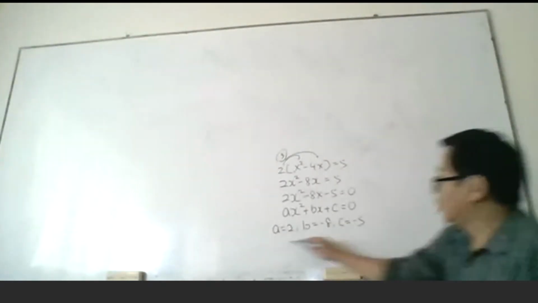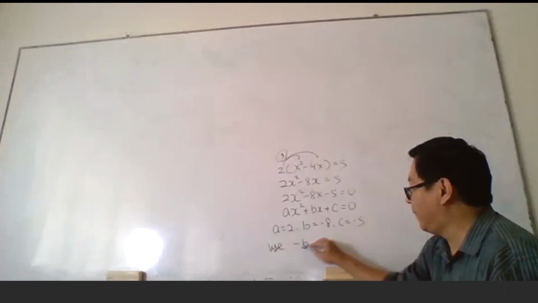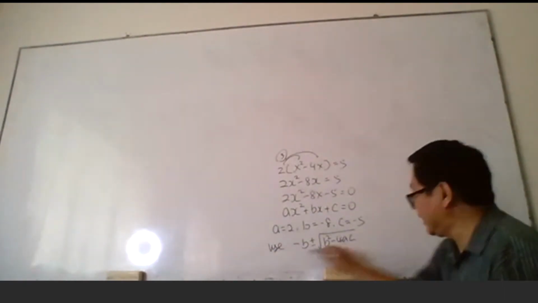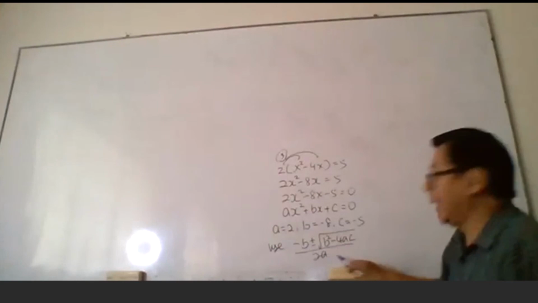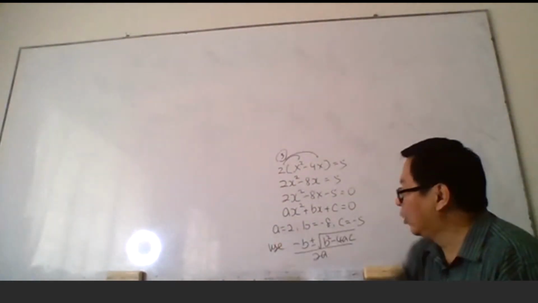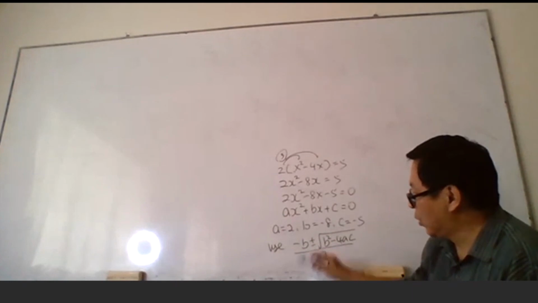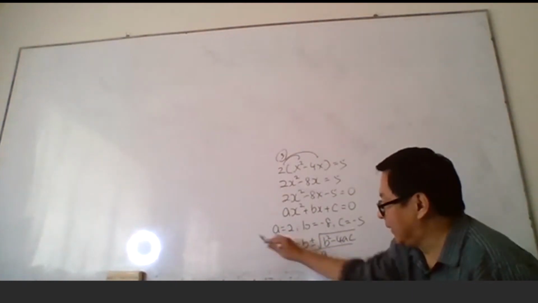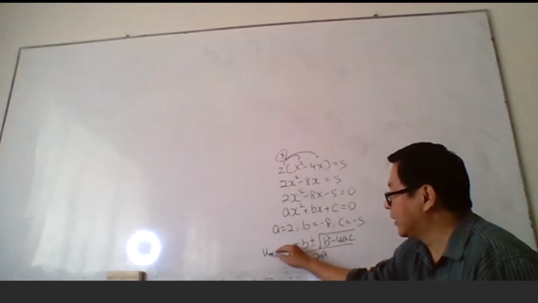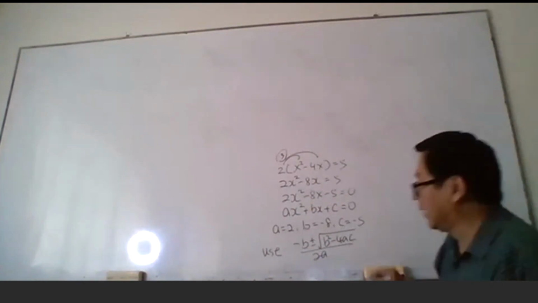So now, I'm using negative b plus minus square root of b squared minus 4ac, over 2a. And please remember, do not put any unknown or variable in front of this. Don't put x or y first. I just use this formula.